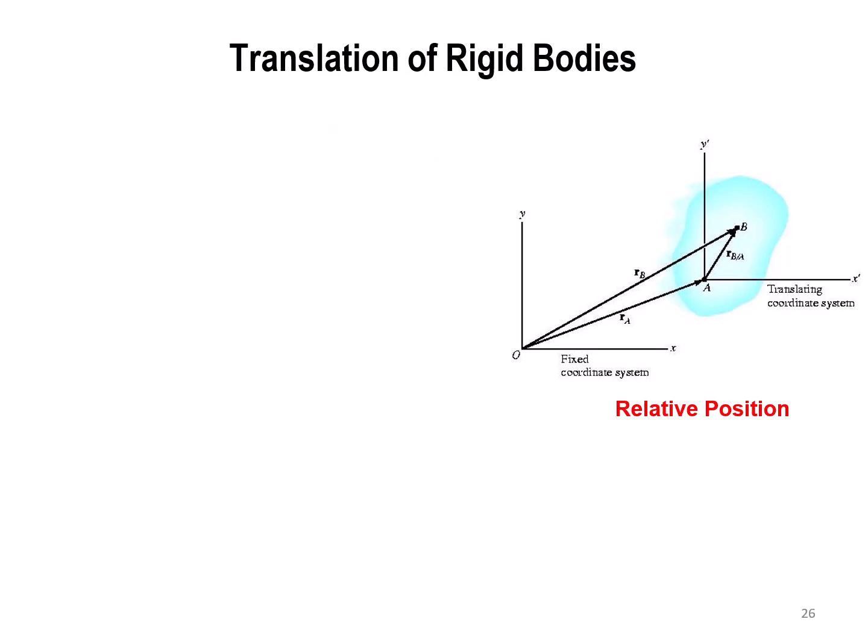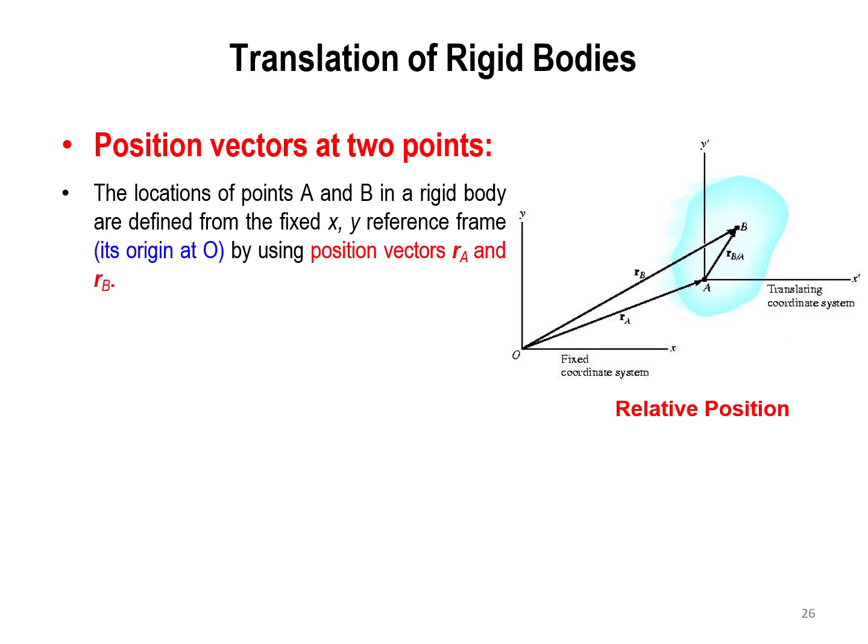So for the translation of rigid bodies, we can simply have a position vector at 2 points. For example, the location of the points A and B. Well, let me have the pen to show you that here. So that's the point A here, and that's the point B here. So the location of the points A and B in a rigid body are going to be defined from the fixed X and Y reference frame from its origin at O by using the position vectors RA and RB.